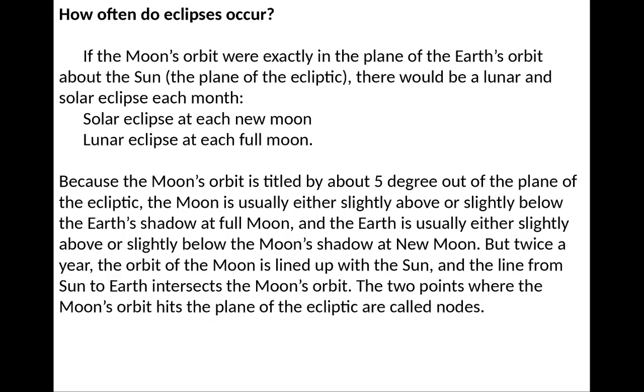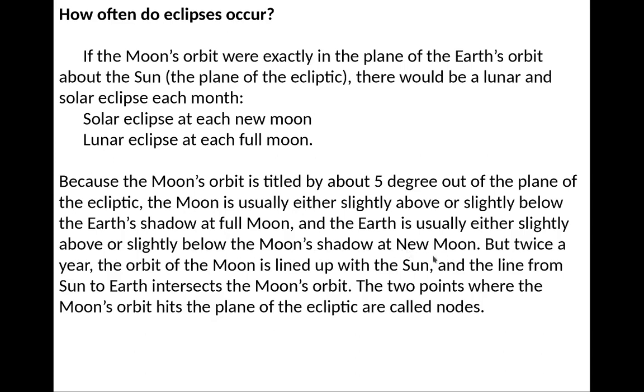So how often do eclipses occur? As we discussed already, for a solar eclipse the moon has to be between the Earth and the sun, so it can only happen at new moon. For a lunar eclipse, the moon has to be behind the Earth from the sun, so it can only happen at full moon. What is interesting is that the moon's orbit is tilted about 5 degrees out of the plane of the ecliptic. So the moon is usually slightly above or slightly below the Earth's shadow at full moon, and the Earth is usually slightly above or below the moon's shadow at new moon. So we just miss each other most of the time.